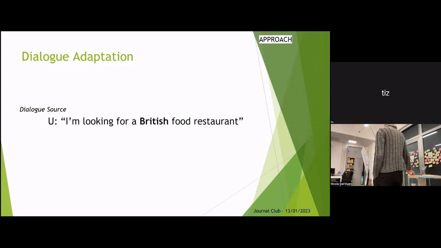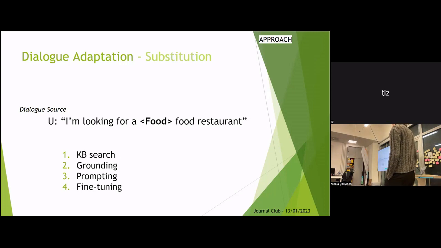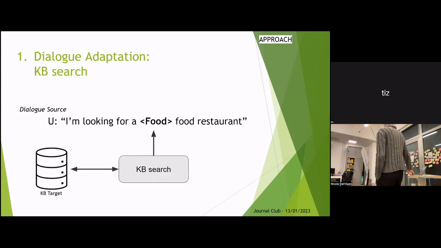First of all, we mask the word with the slot name, and then we need to find the best word to be substituted for the mask. There are different strategies. I listed some of them, and now we're going to see them one by one. So the first one is the most simple.